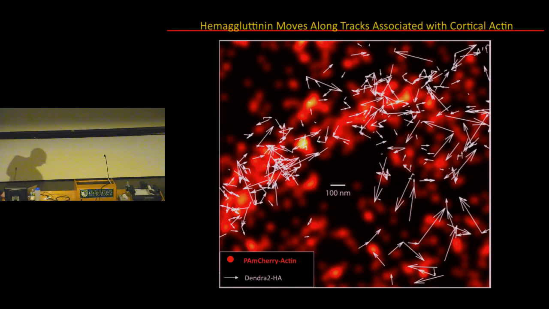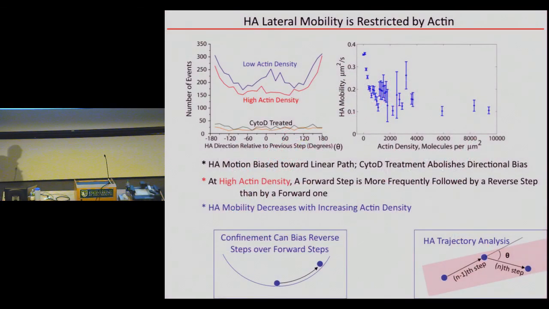So if we quantify these steps, we actually find that there is a persistence in the direction of the HA for a few steps. The HAs are much more likely to move ahead in the same direction for a few steps, or to reverse and go at a roughly 180-degree angle from their initial step, whereas it's less likely for them to go at plus or minus 90. And especially in regions of low actin density, they're able to continue a couple of steps in the same direction.